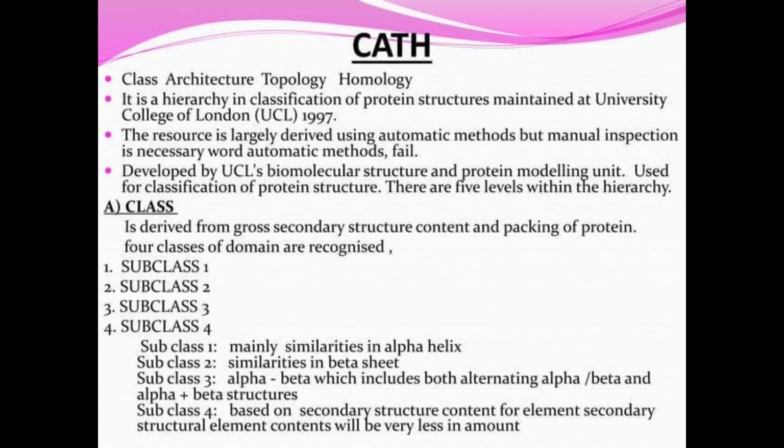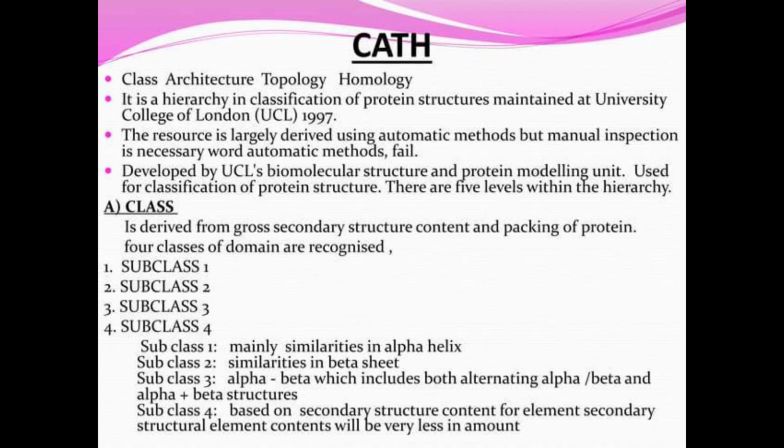This is the hierarchy classification of protein structure, CATH, maintained at University College London, created in 1997. There are 4 different classes available in the case of CATH: subclass 1, 2, 3 and 4. Subclass 1 maintains similarity in alpha helix, 2 in beta sheet, 3 in the alpha and beta sheets of the protein, and 4 is based upon the secondary structure content of elementary and secondary structural elements.